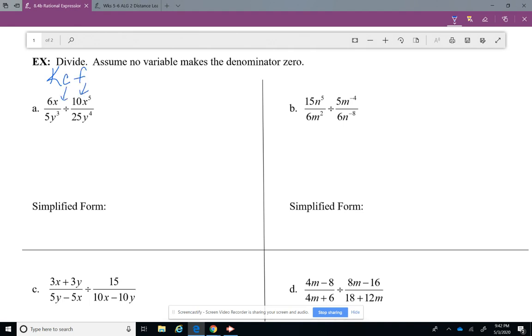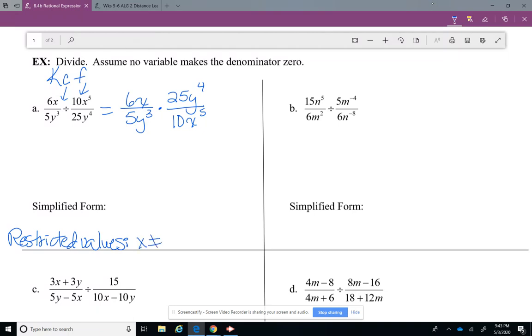All right, so let's go ahead and do that. Keep this, change this, and flip this. Now, you cannot figure out your restricted values until you do that. You have to do that. So your restricted values, x cannot be and y cannot be.